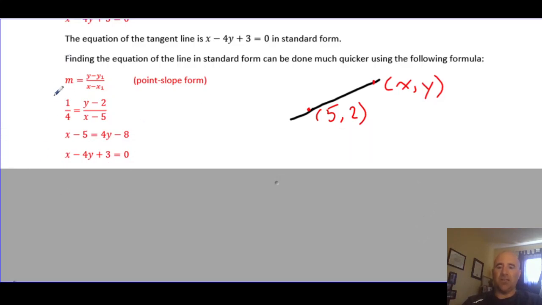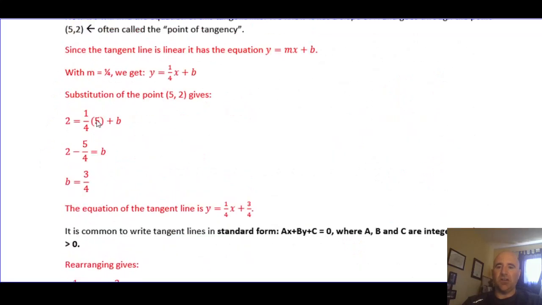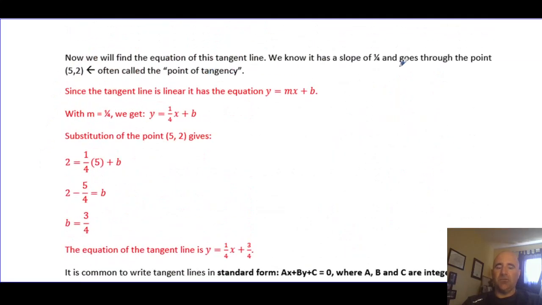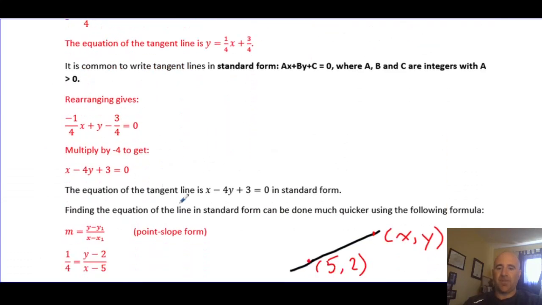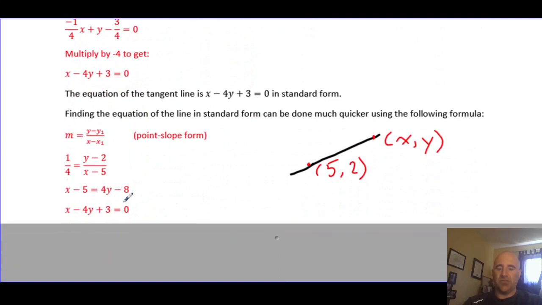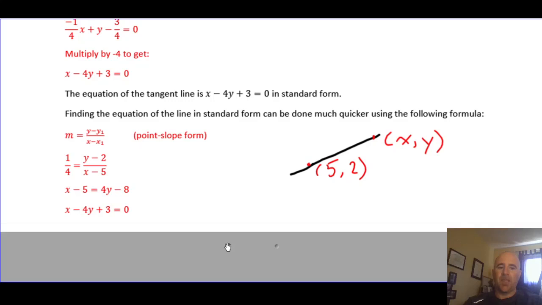So look how easy it is once you get to here, and you know that the tangent line has a slope of a quarter, and you know it goes through the point (5, 2). Rather than doing all this work here to get to here, it's much, much quicker just to do this right here. Basically 3 steps, and you've got the equation of the line. Let's do one more example that's very similar to this.